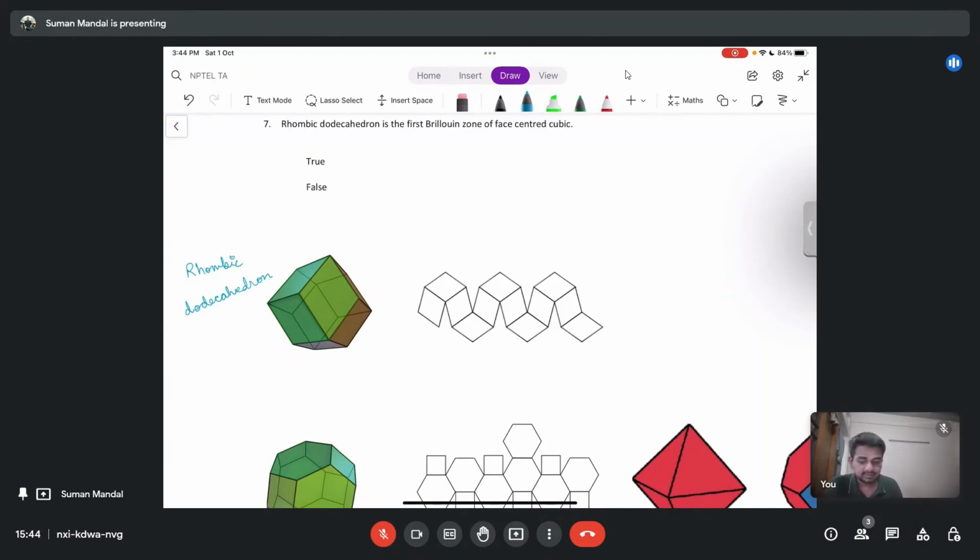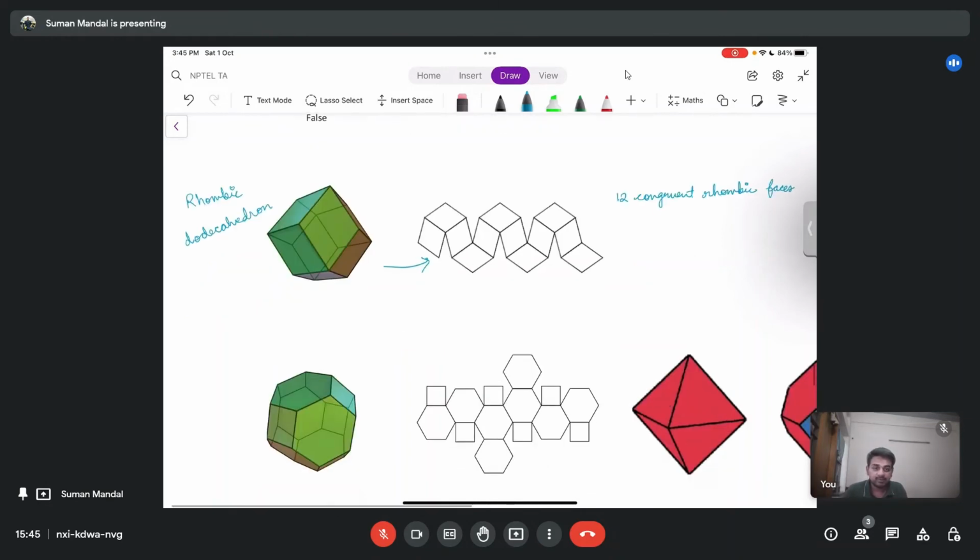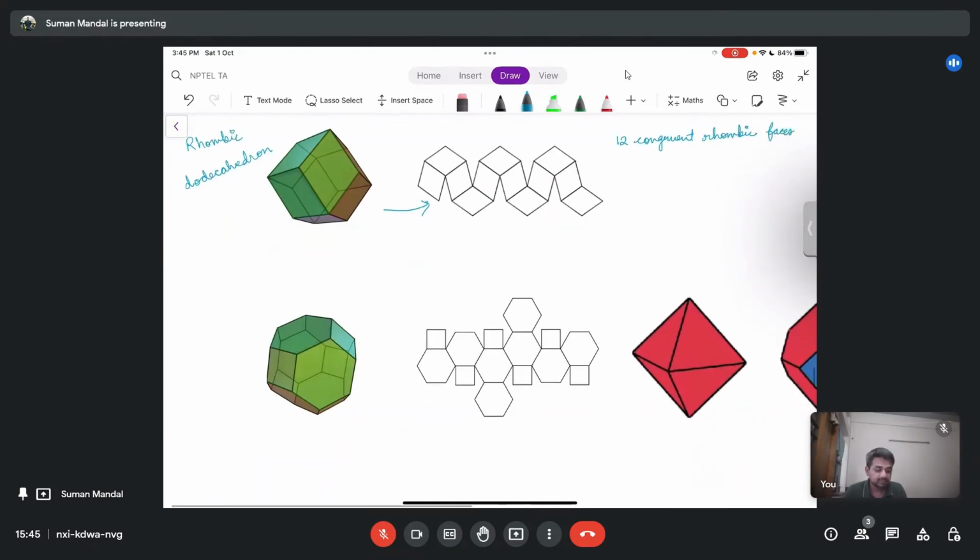It's a polyhedron consisting of 12 congruent rhombic faces. So if you open up the crystal, you will get a structure like this that has 12 rhombic faces. This structure is called a rhombic dodecahedron. Another structure that we will be talking about is this structure.